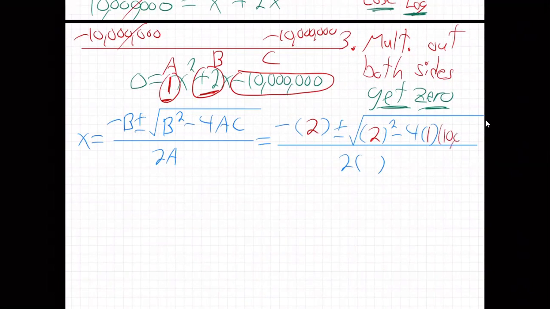$10 million. Here we go. All right, all over 2a. What was a? A was a 1. There we go. Okay, that's weird looking, isn't it? Let's keep going. X is negative 2 plus or minus.